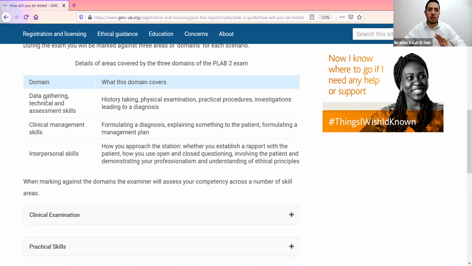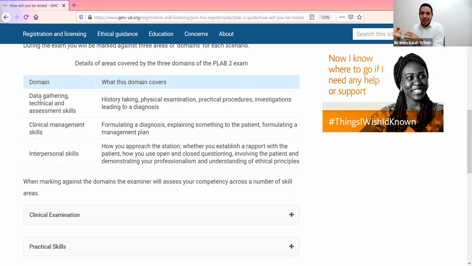Let me explain everything in detail. So data gathering and the technical assessment skills will be for 4 degrees. The score of the whole station is 12 degrees: 4 for data gathering, 4 for clinical management skills, and 4 degrees for interpersonal skills. So again, data gathering, technical and assessment skills is only 4 degrees. So don't waste your time to get only these 4 degrees.